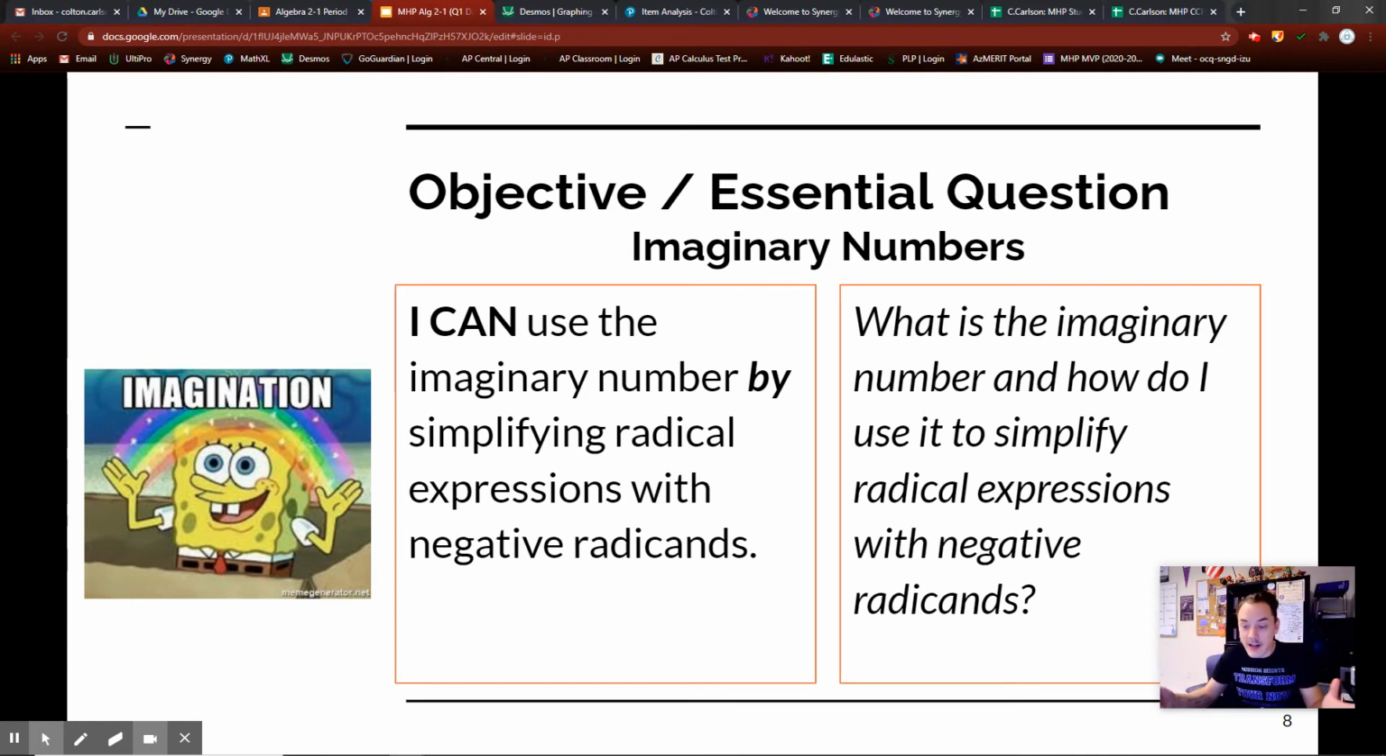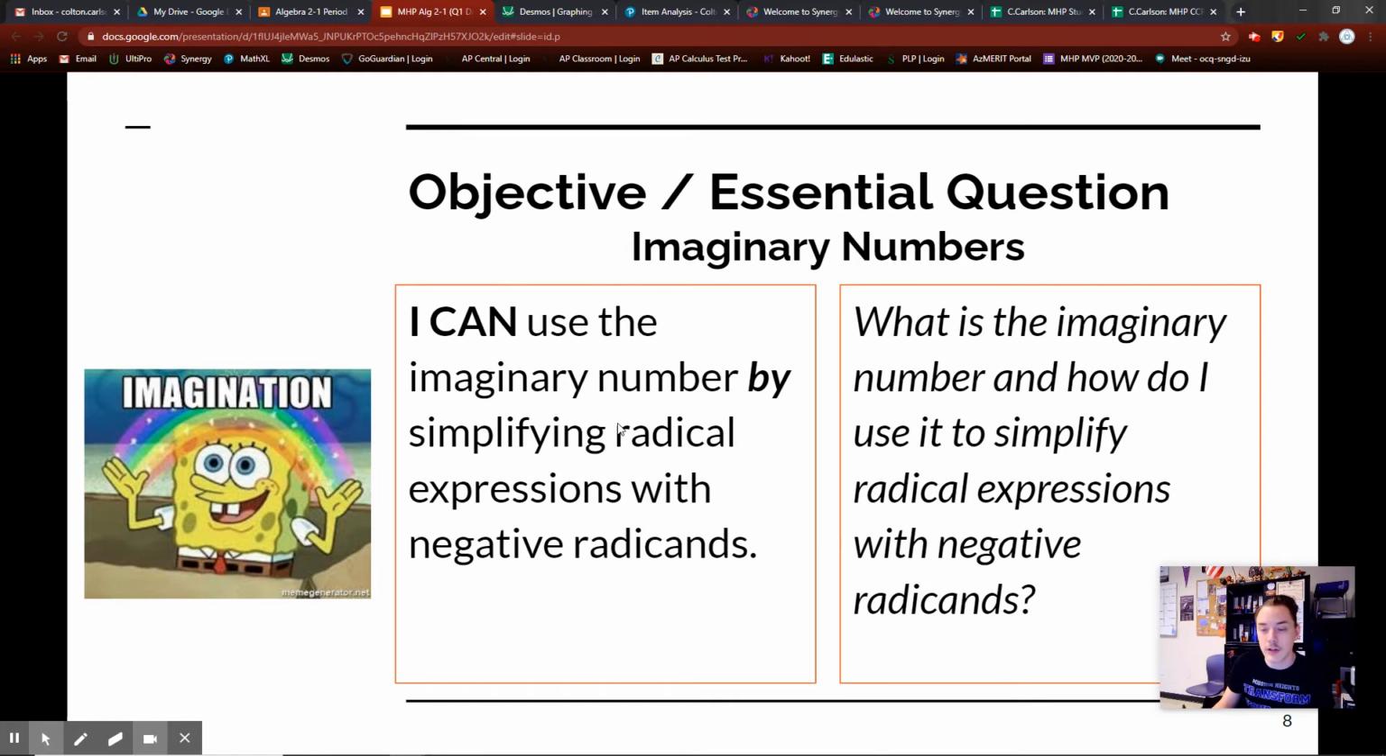Imaginary numbers. This is Unit 2. It's what we call complex and rational expressions. Imaginary numbers. Yes, imaginary numbers. Do we have imaginary numbers in mathematics? Yes, we do. And we can actually use them. I'm going to show you what it is. I can use the imaginary number by simplifying radical expressions with negative radicands.